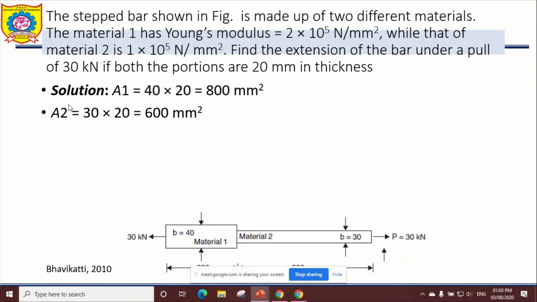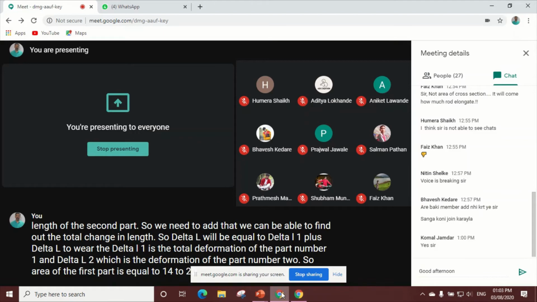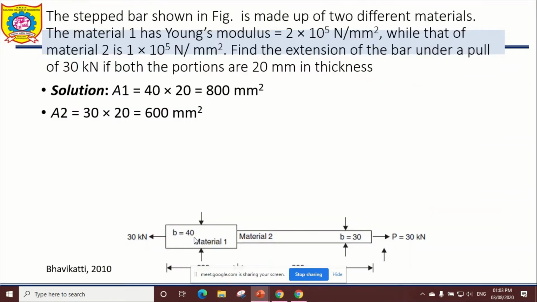So area of the first part is equal to 40 into 20. So 40 is the width and 20 we have taken, it is given as the thickness. So area will be equal to 40 into thickness, B into T, width into thickness, that is 800 millimeter square. So this is the area of part number 1. Similarly, we have to find out the area of part number 2. It is equal to 30 into 20, 600 millimeter square. So 600 millimeter square is the area of part number 2.